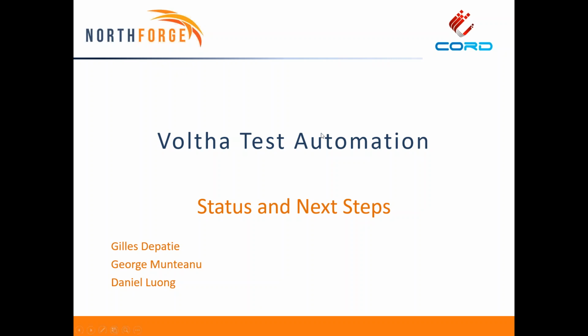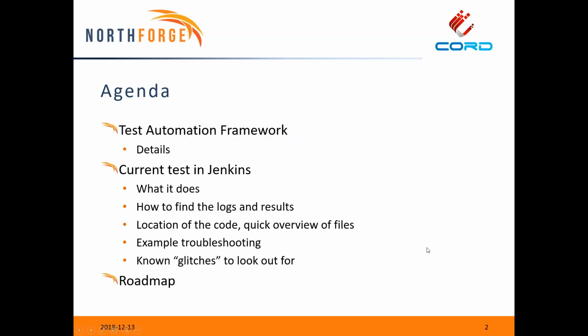Today I'll be talking about test automation, where we currently stand, and the next steps. So the agenda for today: we'll look at the test automation framework in detail. Then we'll look at a current test in Jenkins, what it does, how to find the logs and the results, the location of the code with a quick overview of the files, a troubleshooting example, and known glitches to look out for. And then we'll follow through with the roadmap.